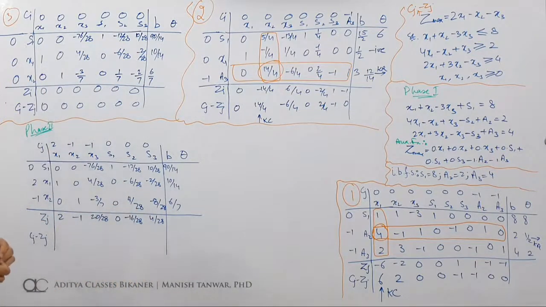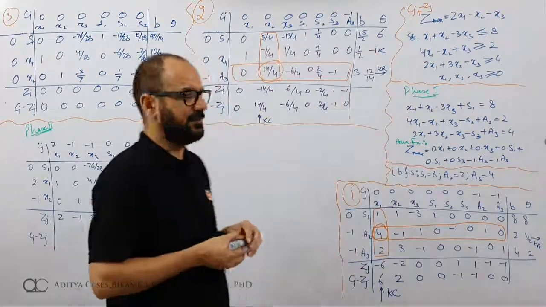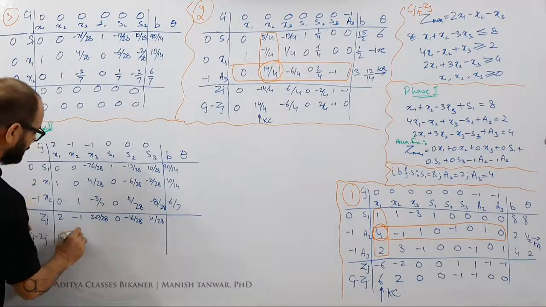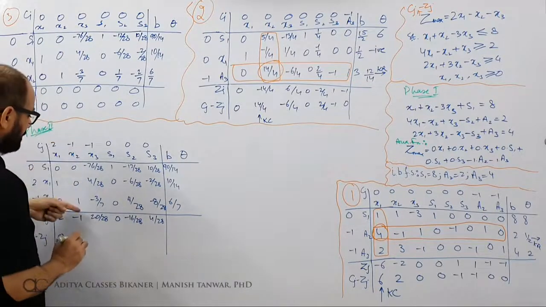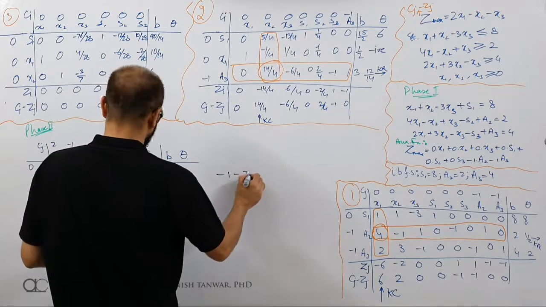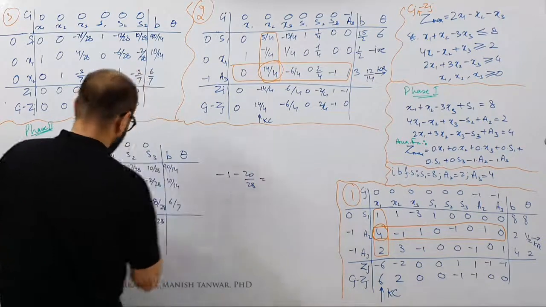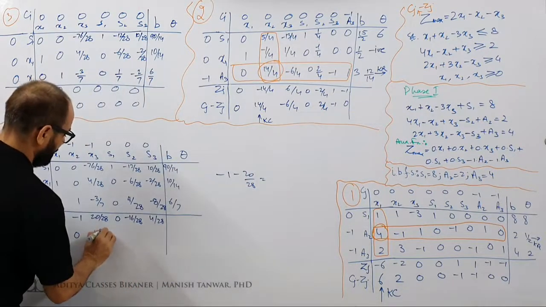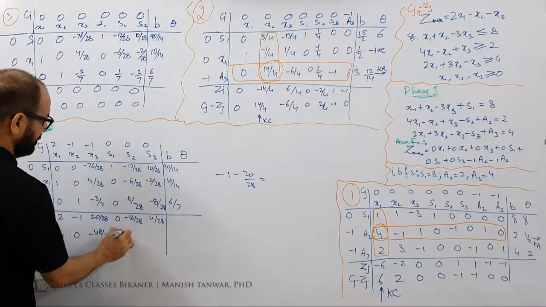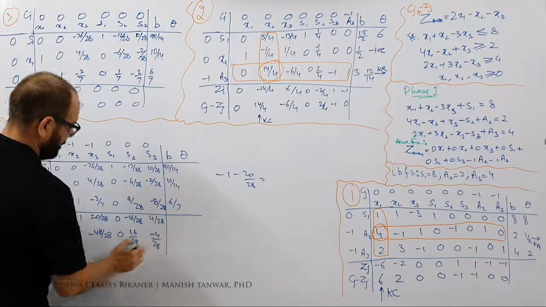This is our ZJ. Now, when we have ZJ, we can find out CJ minus ZJ, which will be our net evaluation rule. 2 minus 2 is 0, minus 1 minus 1 is 0, minus 1 minus minus 20 by 28, minus 1 minus 20 by 28, making it minus 28 and 20, minus 48 by 28, this will be a 0, 16 by 28 and minus 4 by 28.